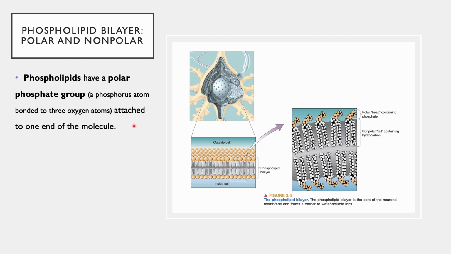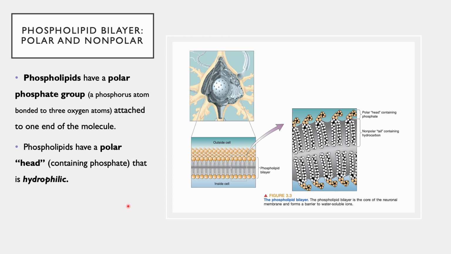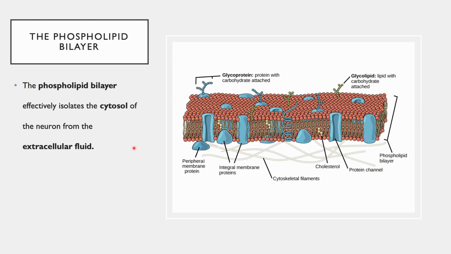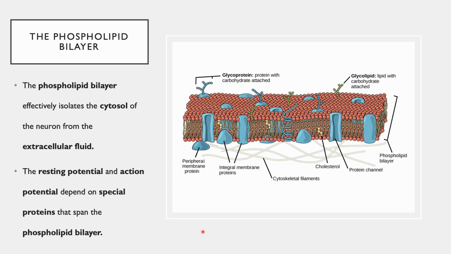Here's more on the phospholipid bilayer. Phospholipids have a polar phosphate group that's attached to one end of the molecule. So phospholipids have a polar head, as we noted before, that's hydrophilic, while the nonpolar tail is hydrophobic. So just to reinforce this idea, the phospholipid bilayer is essentially a wall that isolates the cytosol inside of the cell from extracellular fluid outside of the neuron. This contributes to resting potentials and action potentials.